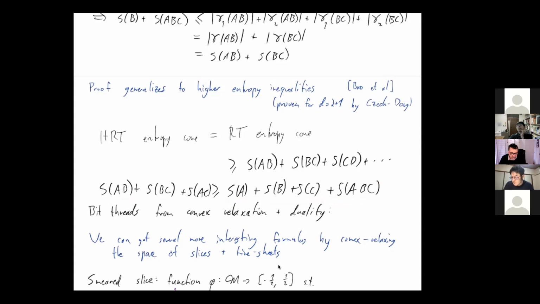I wish I understood better why any of these proofs work or don't work. I think at some level, we're missing something about the RT and HRT formulas, because all of these entropy inequalities have, in the RT case, such simple proofs. The fact that they have such simple proofs must reflect the fact that the state is somehow very simple, compared to a general quantum state. And we don't have any understanding of that simplicity.